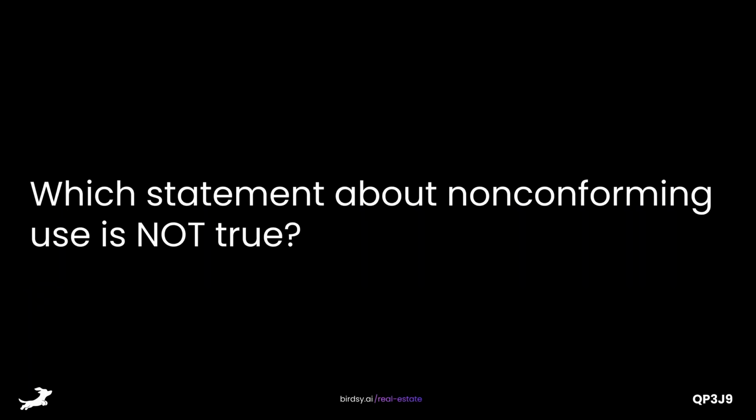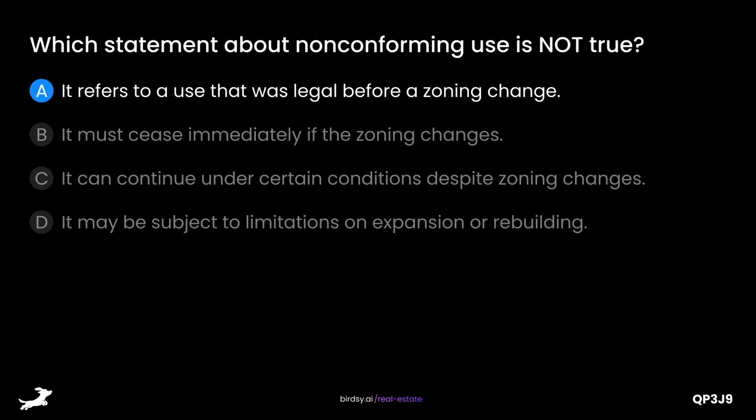Which statement about nonconforming use is not true? Is it A, it refers to a use that was legal before a zoning change, B, it must cease immediately if the zoning changes, C, it can continue under certain conditions despite zoning changes, or D, it may be subject to limitations on expansion or rebuilding?